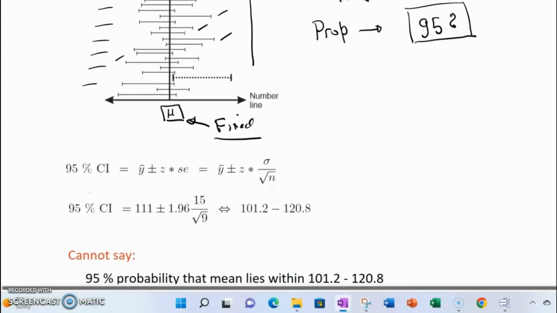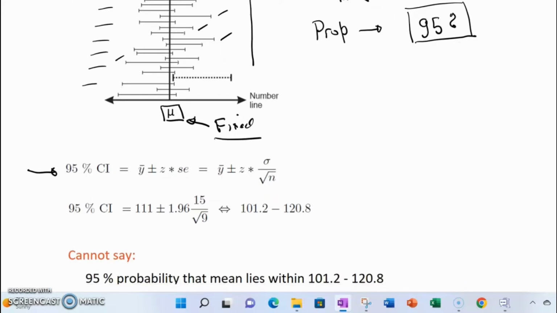In terms of the mathematics behind the calculations, you're probably familiar with those. There it is there. Take the average value plus or minus z times the standard error. So the average value was 111. There's the appropriate z value. Standard deviation we assumed was 15. Sample size was 9. That gives us, for this particular experiment, this particular interval.